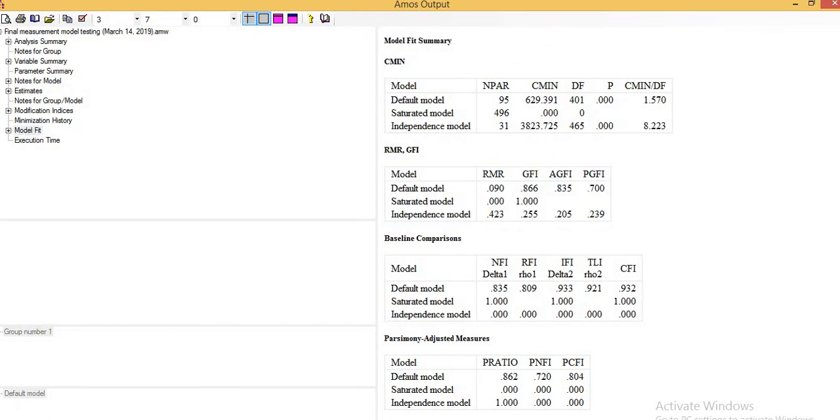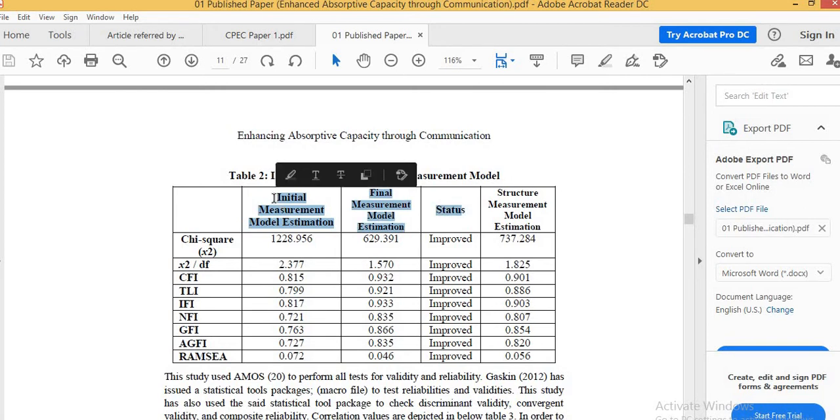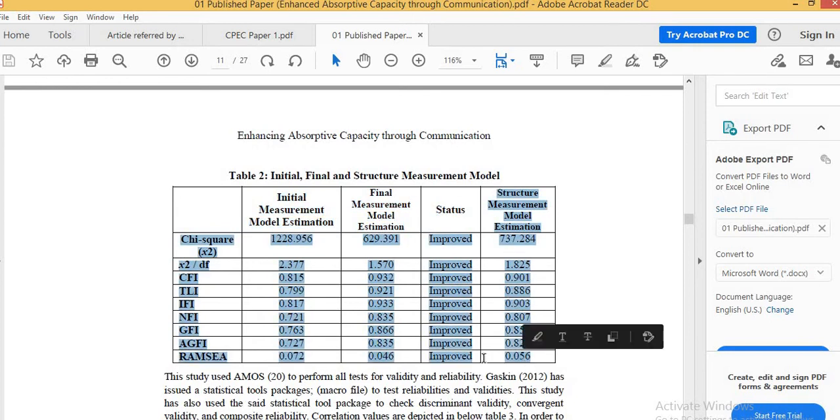have been improved. Similarly, I have reported in my paper which was published in 2019 that this was the initial measurement model, and then I correlated the error terms which are troubling each other. So the values of the model fitness have been improved, and this is the final value of the model fitness. What is the difference between both of these model fitnesses?